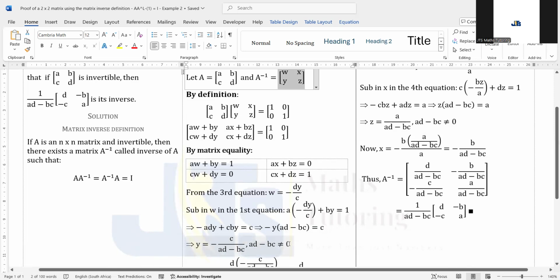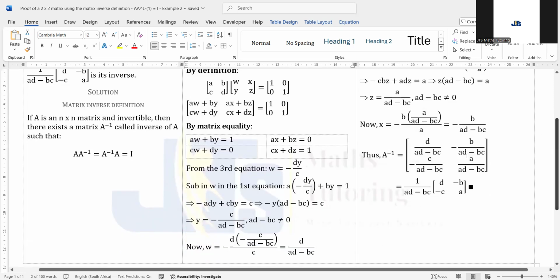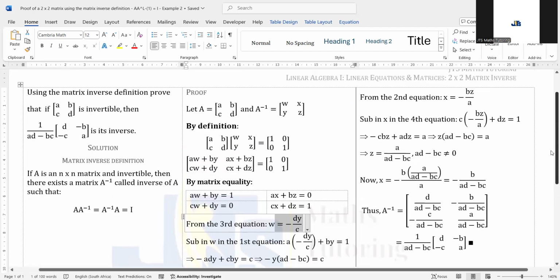Awesome stuff. Now I can plug in that value for Y into this third equation here to get my value for W. This C is going to cancel that C, and this negative sign is going to cancel that negative sign. So W is going to be equal to D over AD minus BC. Awesome stuff. I can do the very same thing to get the remaining variables.